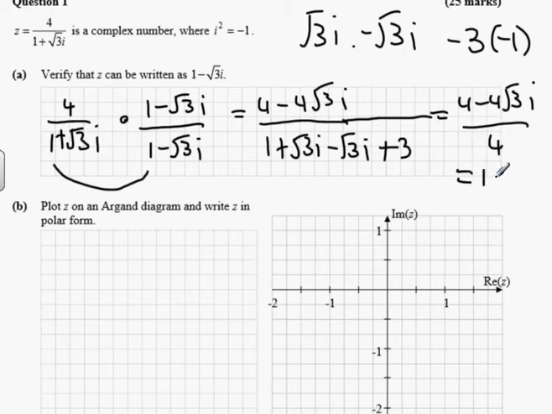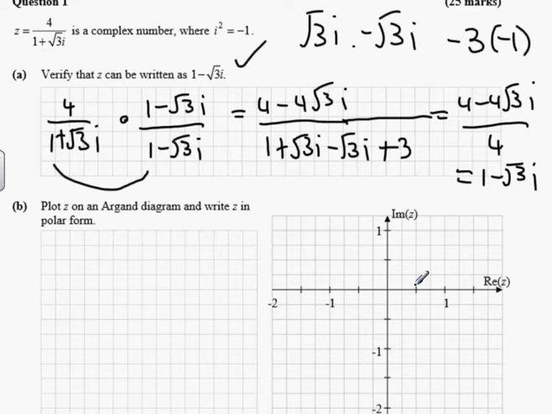And the great thing about a question like this is that it's a verify question. You know you walk away with your 5-10 marks straight away. Okay? Now, plot Z on the Argand diagram and write Z in its polar form. First things first, I'll pick up my easy marks.